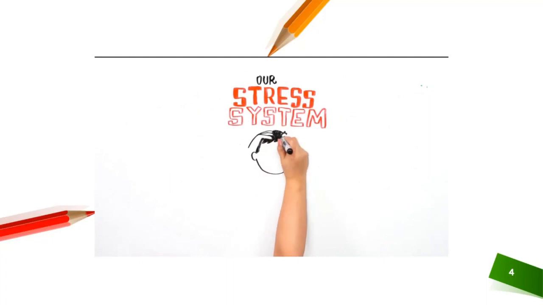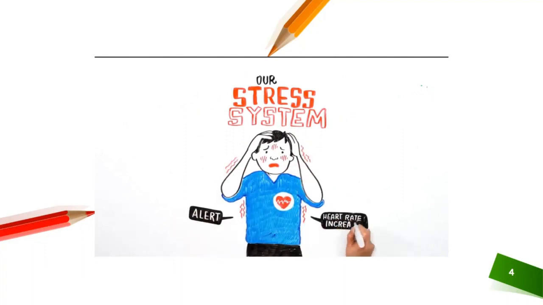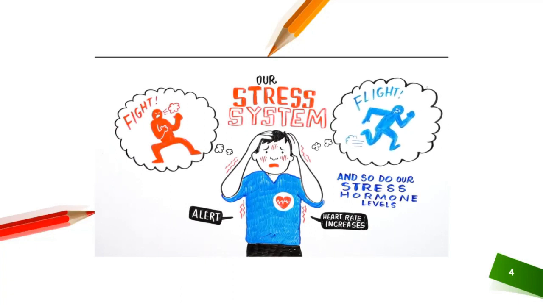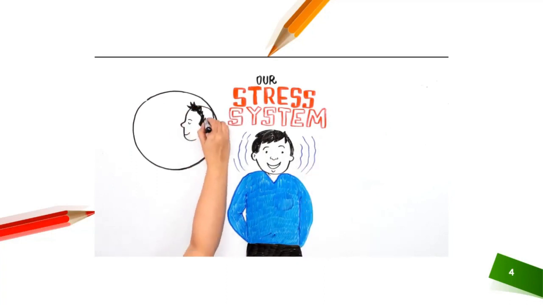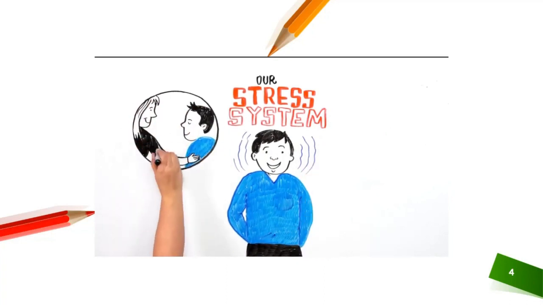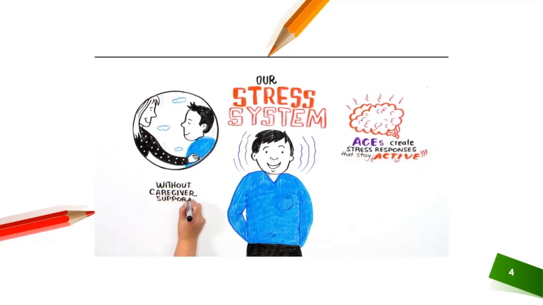One of the most important systems in our body is our stress system. It's activated when we experience stress. We become alert, our heart rate increases, and so do our stress hormone levels, cortisol and adrenaline. Our body is ready to react, what is known as fight or flight. A short period of time after the stress is over, or if a child receives support from a caregiver, the stress response turns off and the body returns to a normal state. Adverse childhood experiences create stress responses that stay active, and without the support of a caregiver, the system has difficulty shutting off completely.